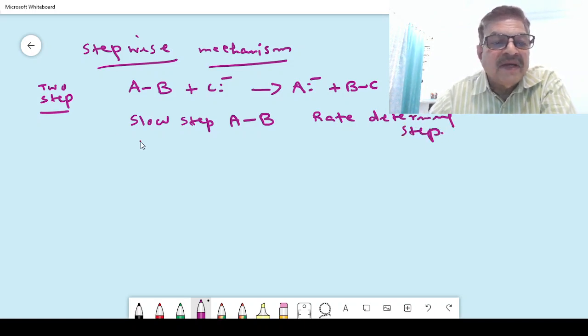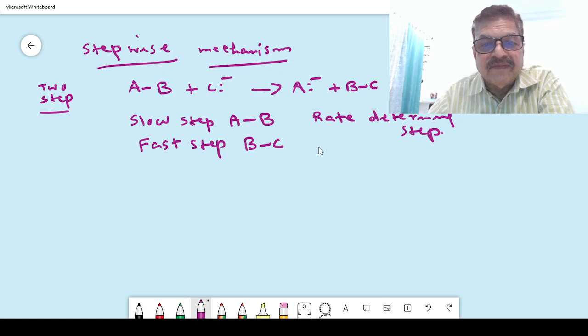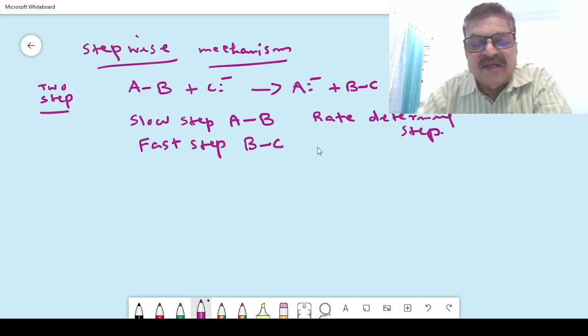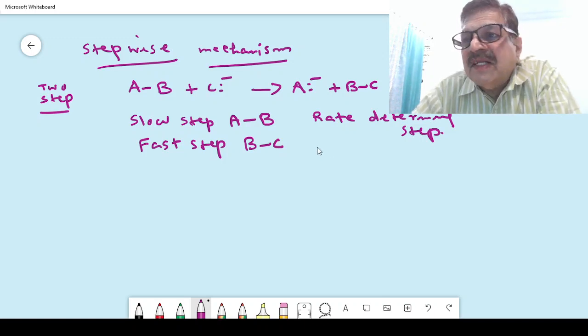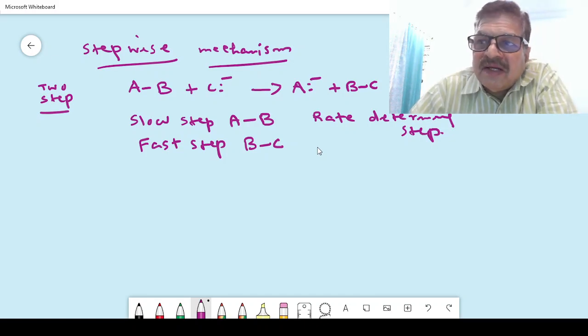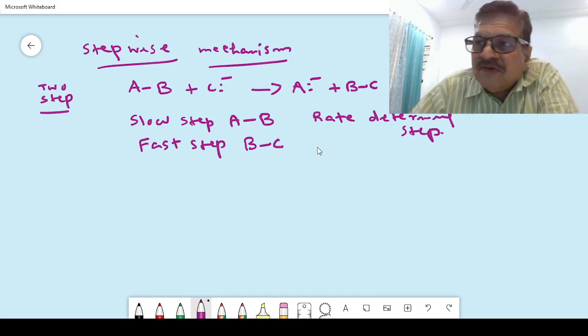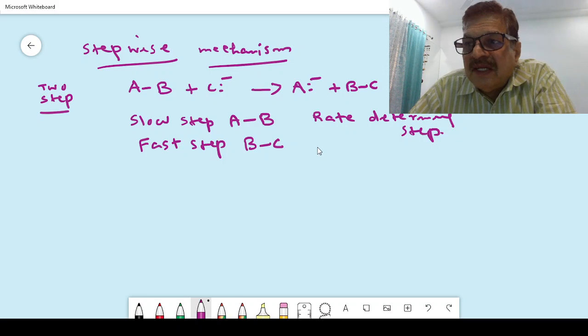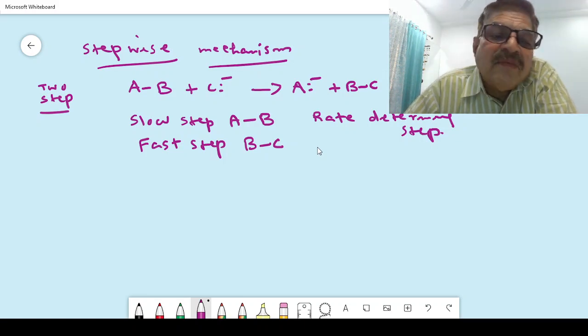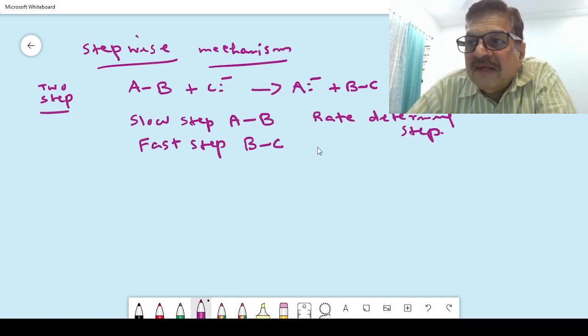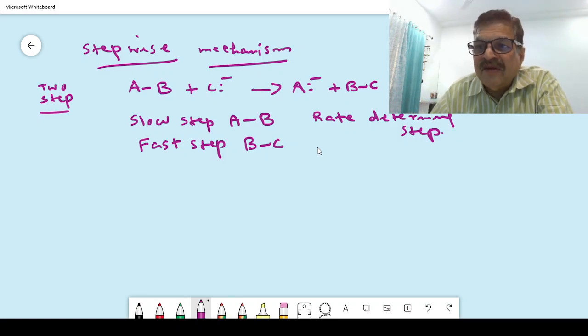Okay, and there will be a fast step. Two steps are there. In the fast step, the BC bond is formed. That is not the rate determining step. The first one is the rate determining step here, a slow step. It is a two-step mechanism: a slow step, the rate determining step, in which the AB bond is broken, and a fast step in which the BC bond is formed.